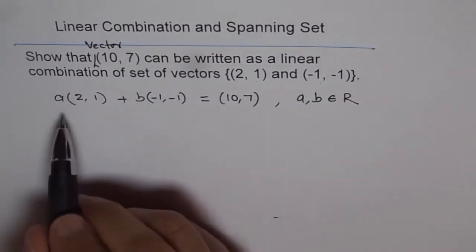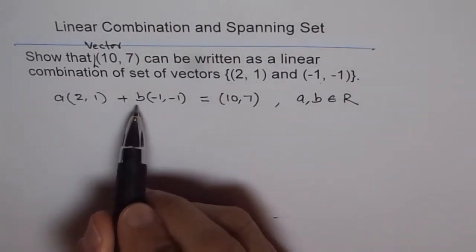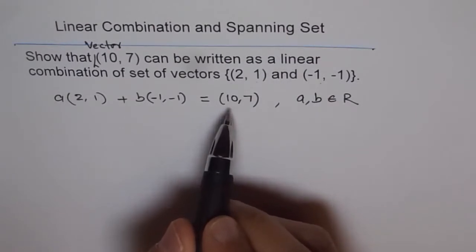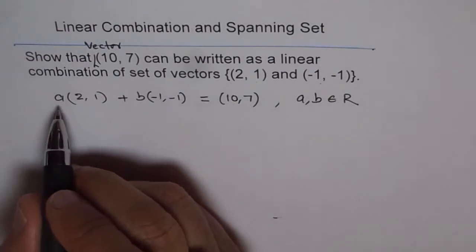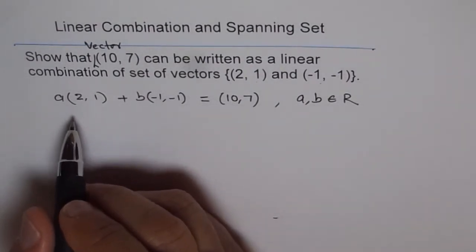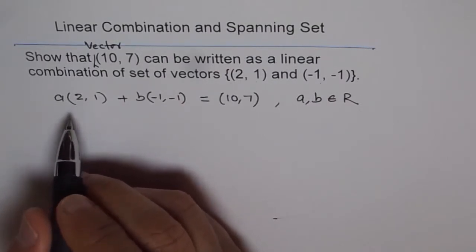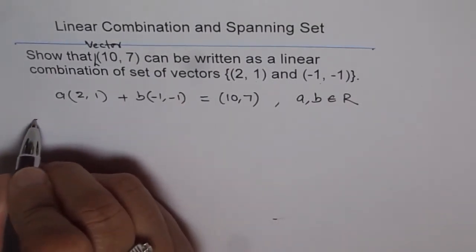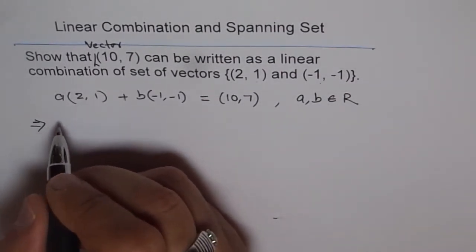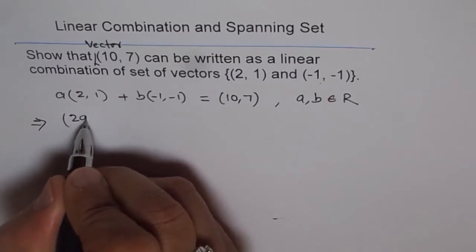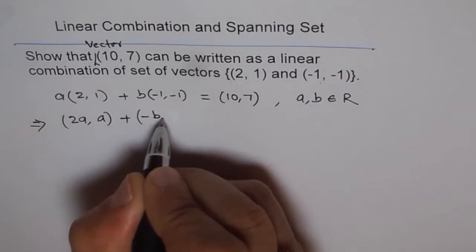So we need to find the value of A and the value of B, which will give us the desired vector (10, 7). So that is what is to be done. Let's do the scalar multiples here. Using properties of scalar multiplication, we can expand this, and we can write this as (2A, A - B).